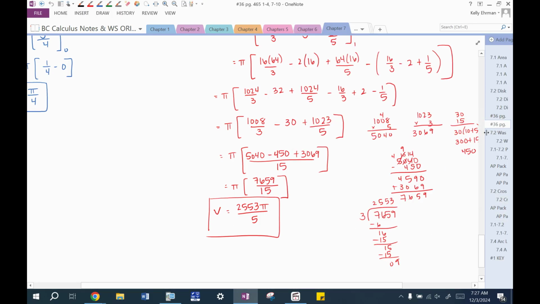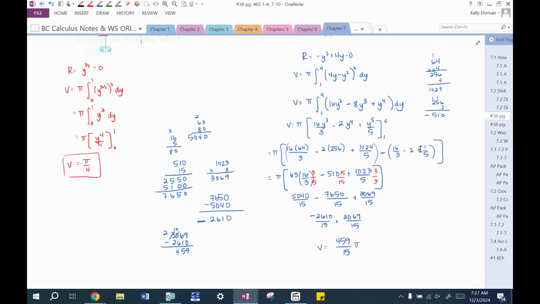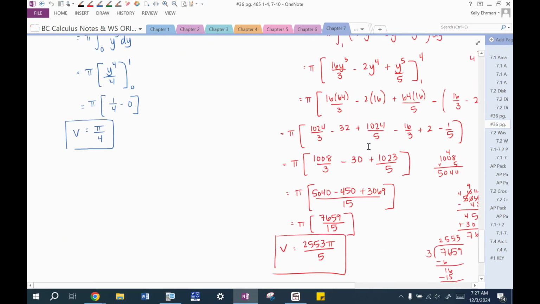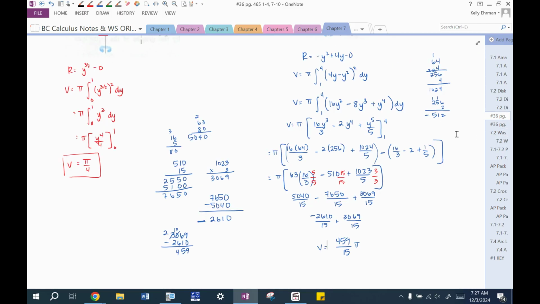Somewhere did I mess up? Possibly. Let's see. 5,040 was in there. Yeah. And then I got minus 450 here. Oh, because I only had 2 times 16. Oh, but 4 to the 4th is not 16. I think my answer might be right.